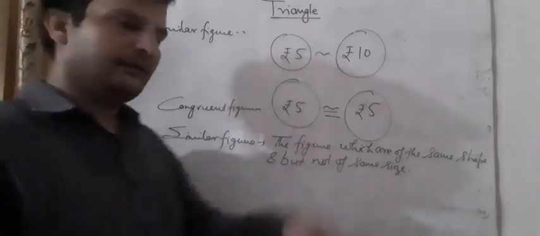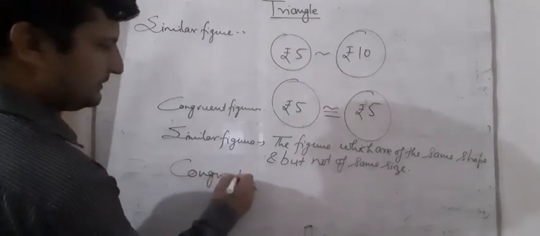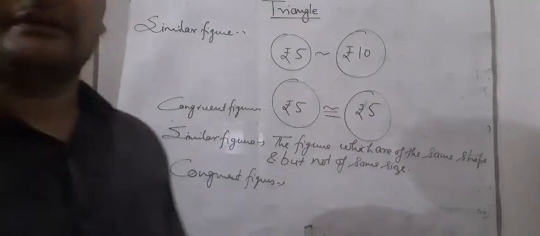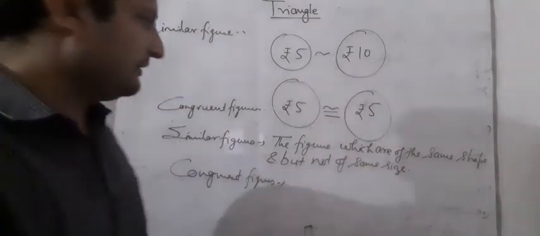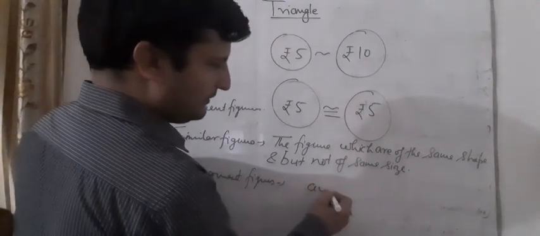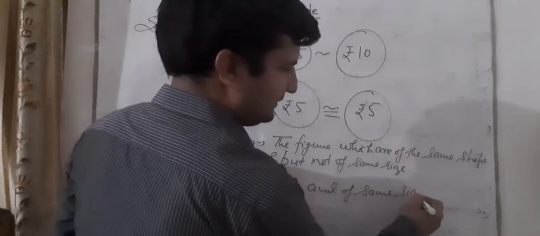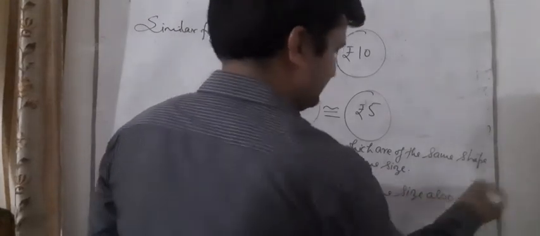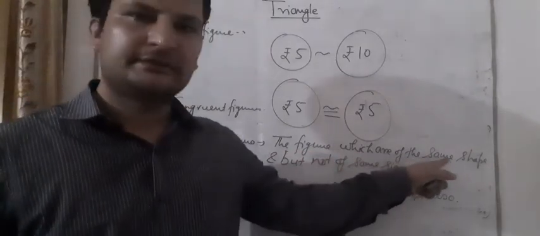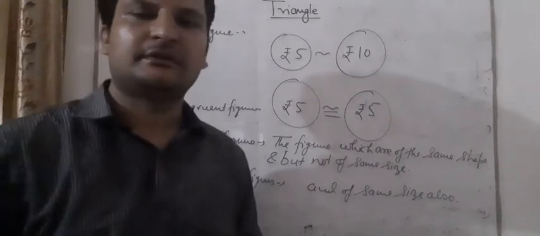And if I am writing congruent figures: congruent figures are the figures which are of the same shape and of the same size also. Write this line like this: the figures which are of the same shape and the same size also. These types of figures are called, students, congruent figures.